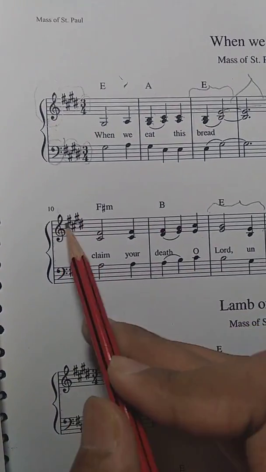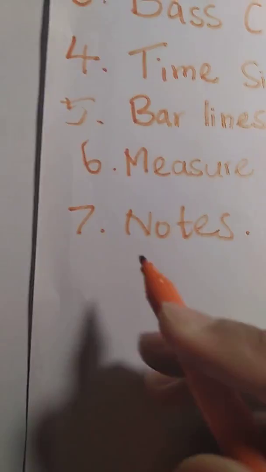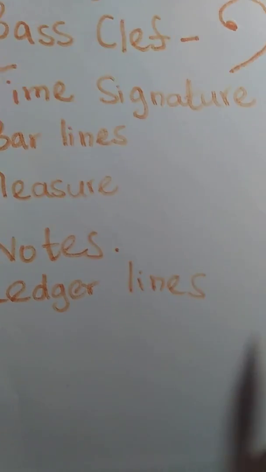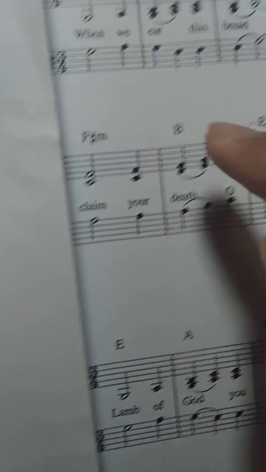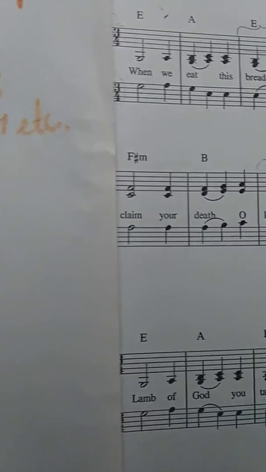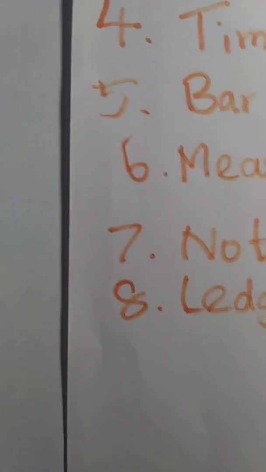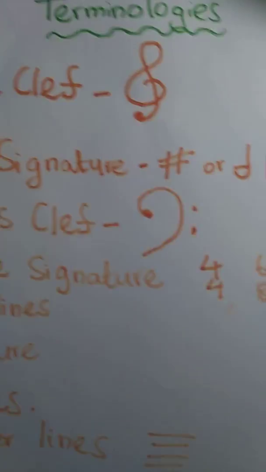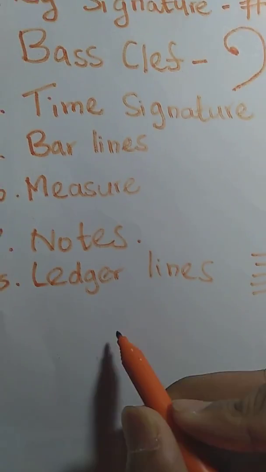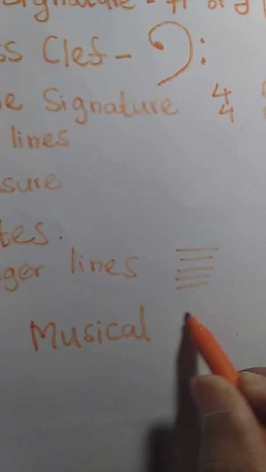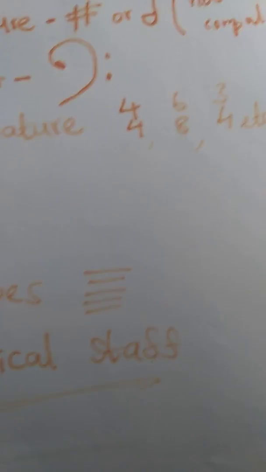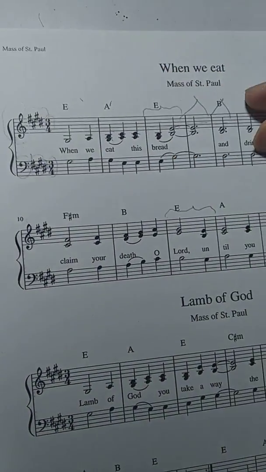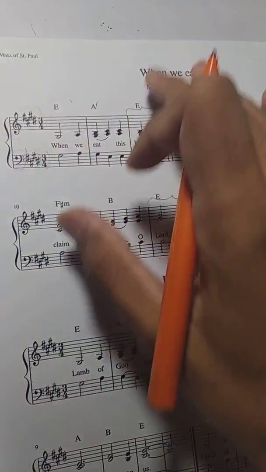And you see all those lines, these lines are called ledger lines. Anything in music, if you see this, these are all ledger lines. Then this whole thing, inclusive of everything, forms a musical staff. This whole thing is a staff, that's what it's called, and all staves together form the musical piece.